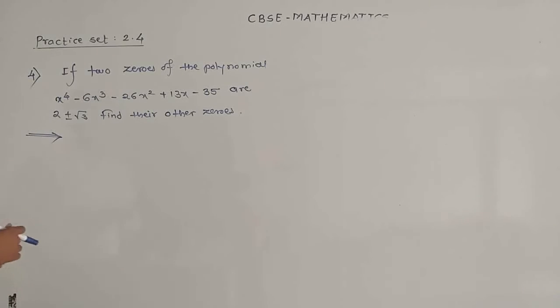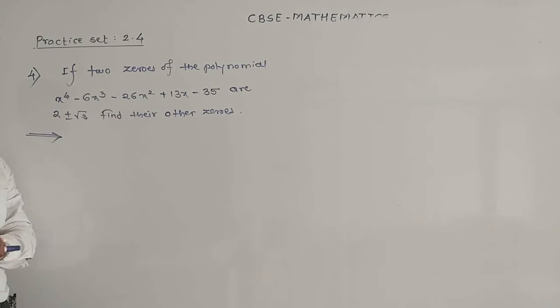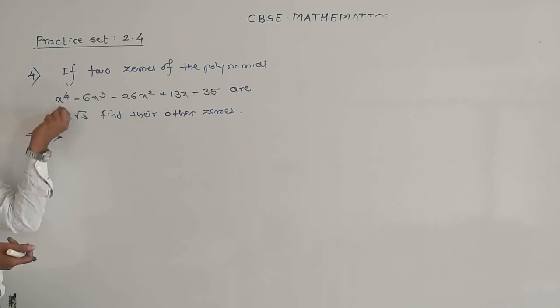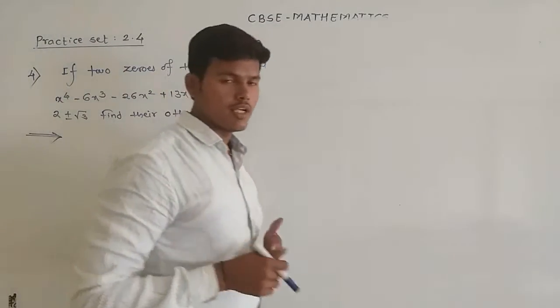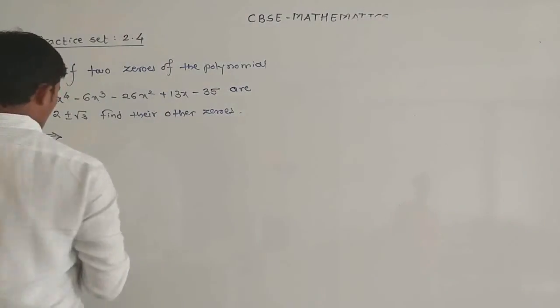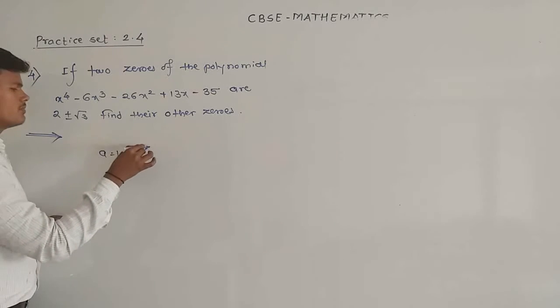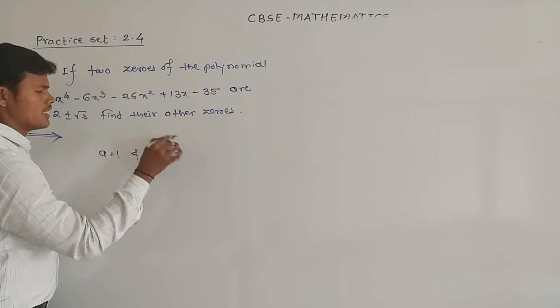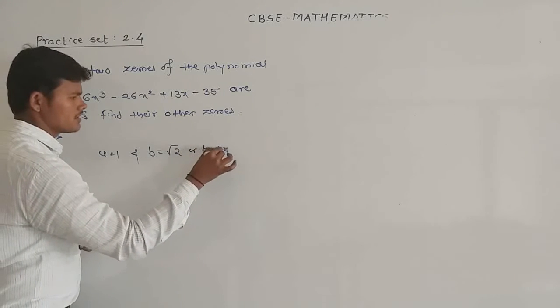Now question number 4 is, if two zeros of the polynomial x raised to 4 minus 6x cube minus 26x square plus 13x minus 35 are 2 plus minus under root 3, then find the other zeros. Before that, in the last question, we had to find the values of a and b, and we got the value of a as 1 and the value of b as under root of 2. Instead, it should be taken as b is equal to plus minus under root of 2.